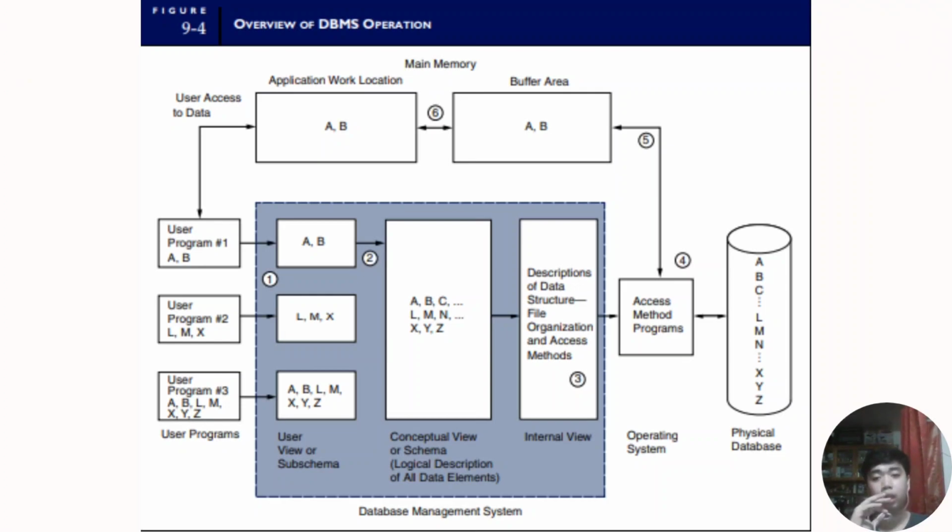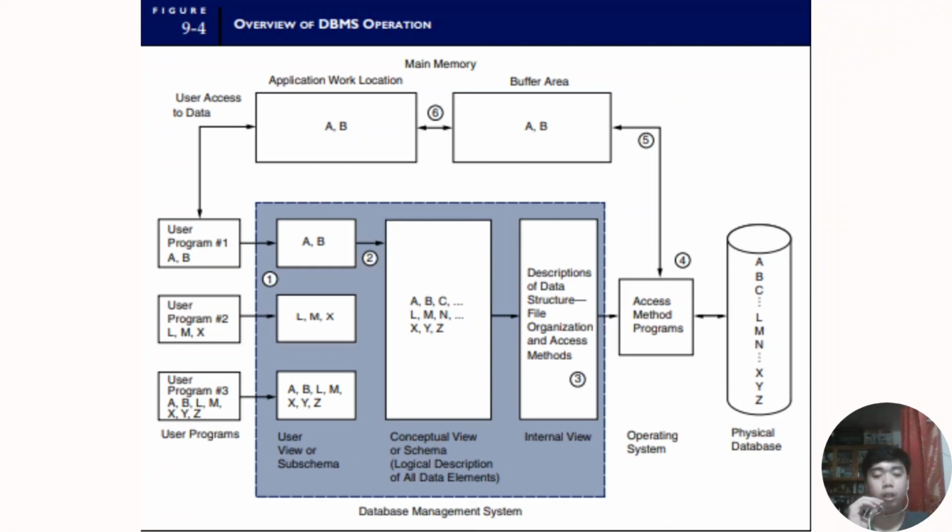So the next one, the conceptual view or the schema. On the other hand, it provides a logical and abstract representation of the database rather than reflecting its physical storage. So this view is designed to allow user programs to request data without needing to know how the data is organized or where it is stored physically. Importantly, there is only one conceptual view for any given database.